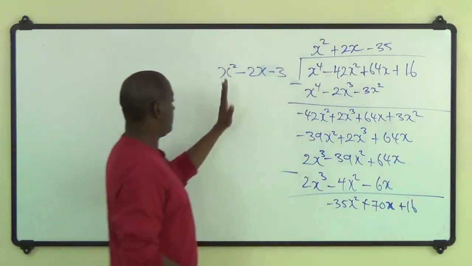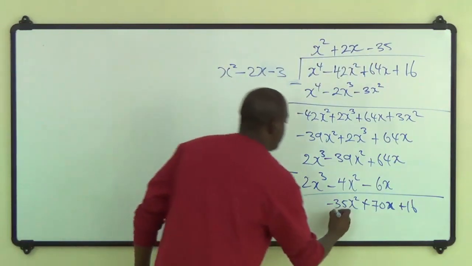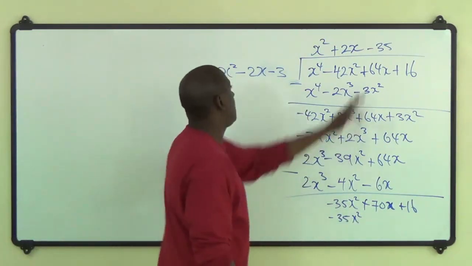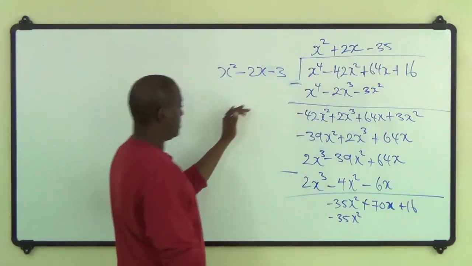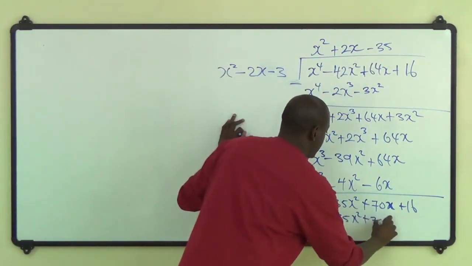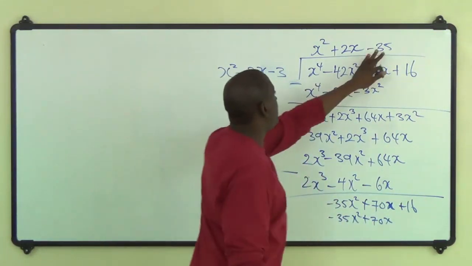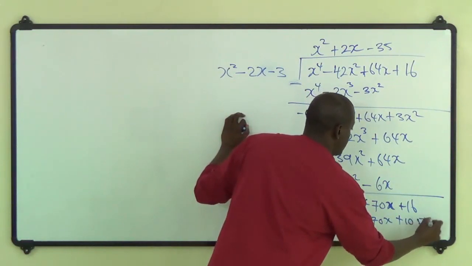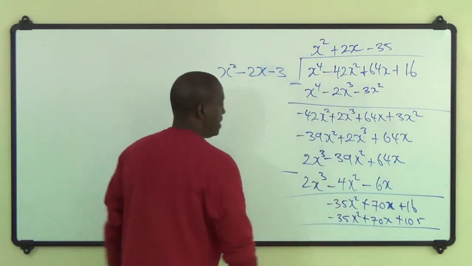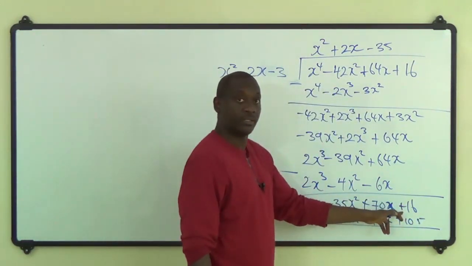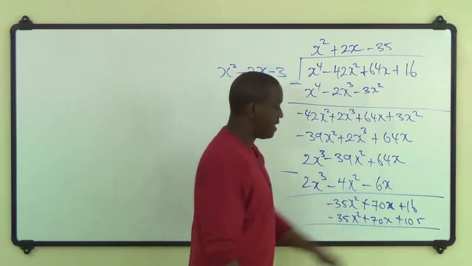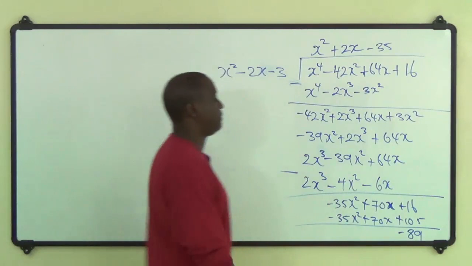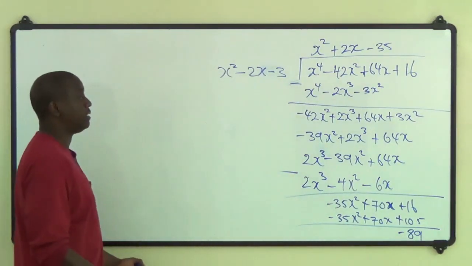Minus 35 by x squared is minus 35x squared. Minus 35 by minus 2x is plus 70x. And minus 35 by minus 3 is plus 105. So your remainder now is 16 minus 105, which is guess how much? Minus 89. That is your remainder.